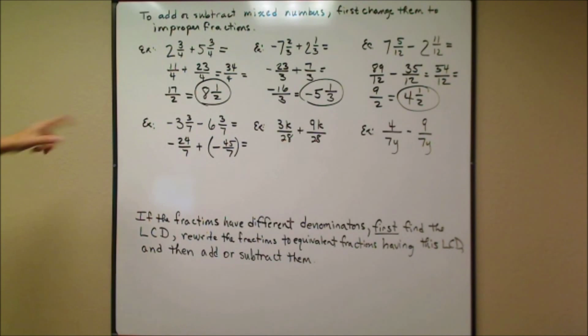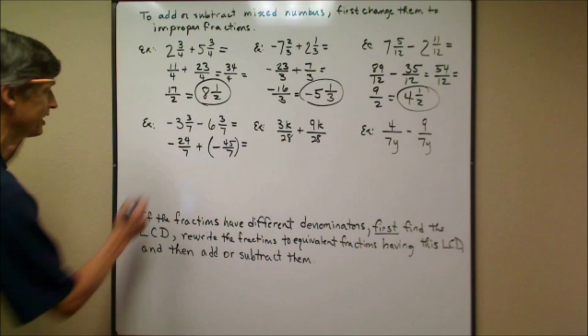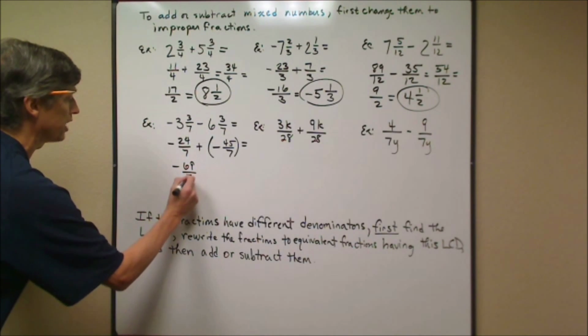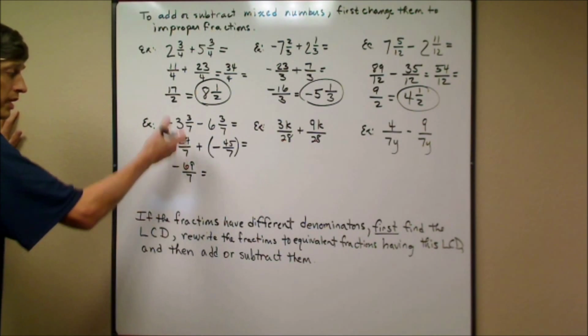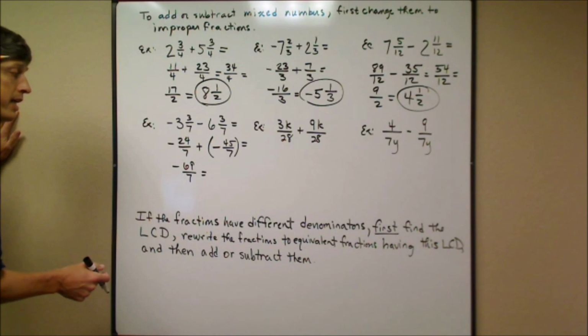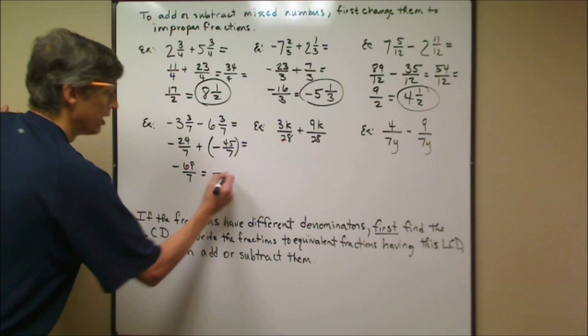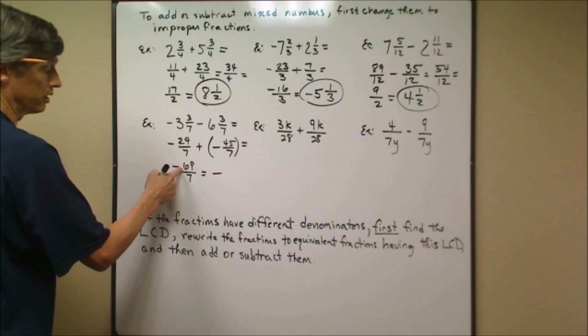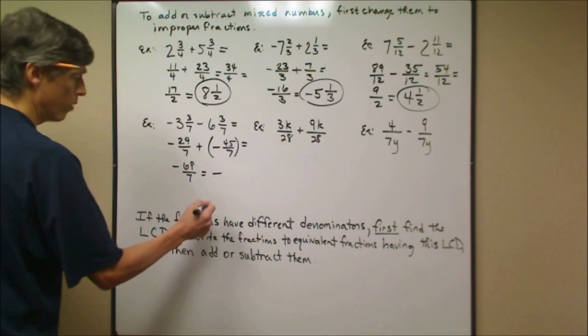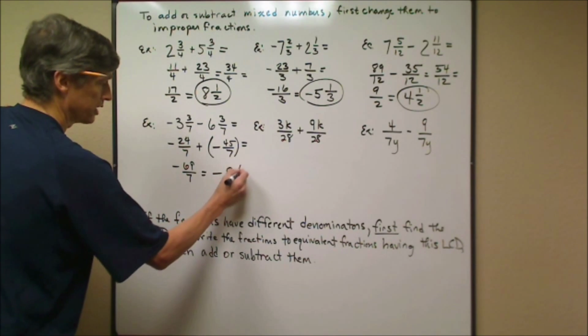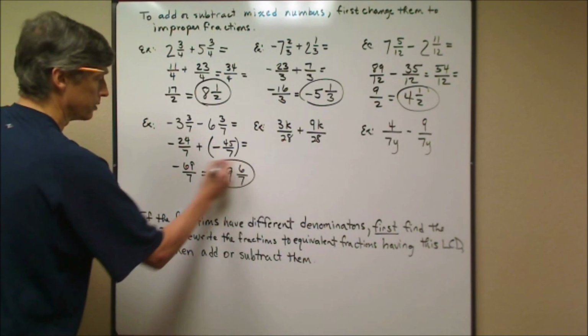So now I'm adding a negative 24 and a negative 45. That's a negative, looks like 69 all over 7. It does not reduce. I cannot divide anything top and bottom, but I can change it back into a mixed number. Negative 7 goes into 69 almost 10 times, 9 times with 6 left over. Keep the same denominator, and there's my guy.